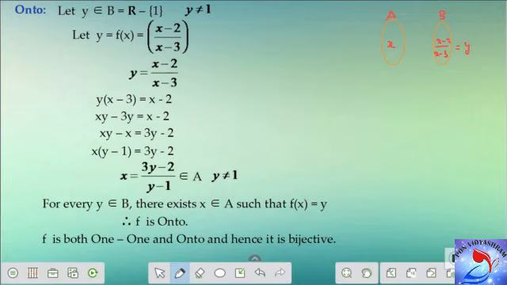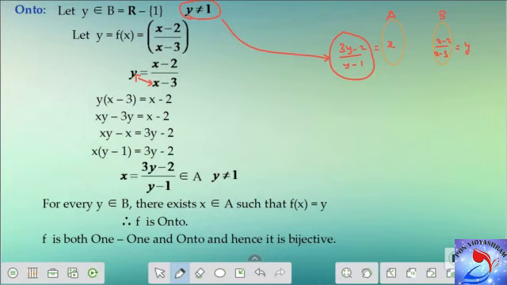As usual, we'll do the cross multiplication here. There's y into (x minus 3) equal to x minus 2. On simplification, we can see x is equal to (3y minus 2) by (y minus 1). This means that x takes the value (3y minus 2) by (y minus 1). As we know, y cannot take the value 1, so this is possible, because if y is equal to 1, the denominator becomes 0. So this expression doesn't make any sense when y is equal to 1.